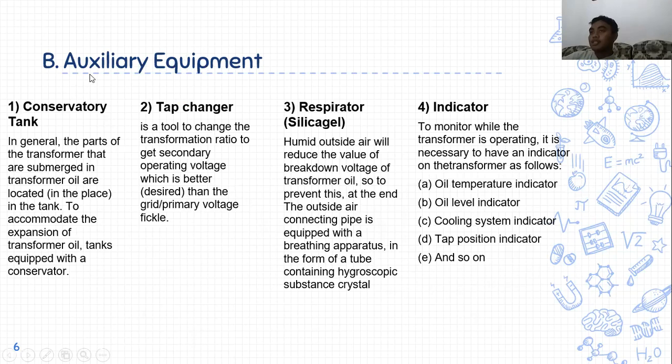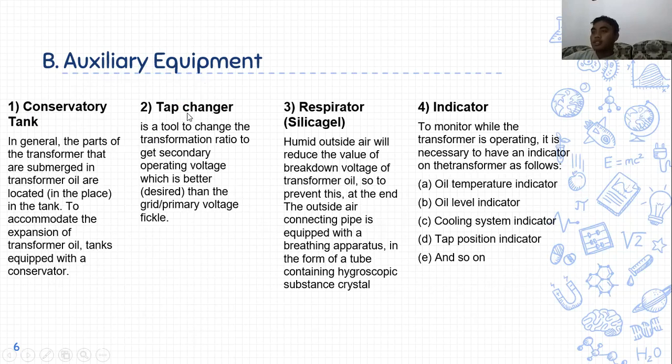Next, B is auxiliary equipment. Number one is the conservator tank. In general, the parts of the transformer that are submerged in transformer oil are located in the tank, and a conservator is equipped to accommodate the expansion of the transformer oil.